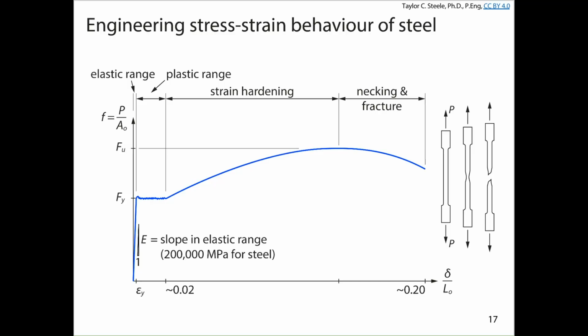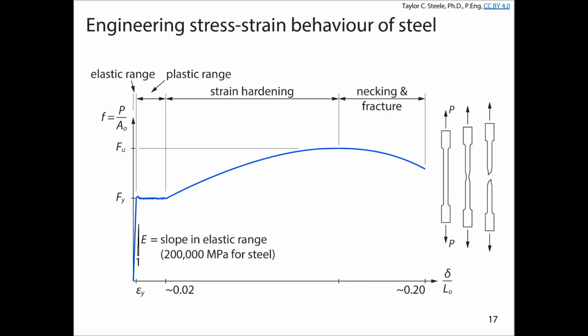Basically, you would mill a coupon. It might look something like this. It could be a circular rod, or it could just be a flat shape. And you put it in a machine, and you measure the force that you pull with. You measure how much it elongates. And if you know what the area is at the start, then you can measure the effective engineering stress on the cross-section as you pull it apart.